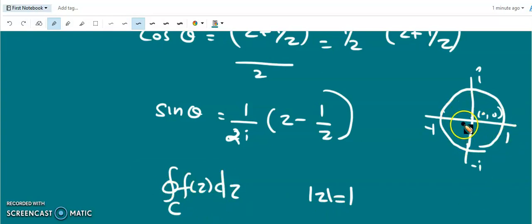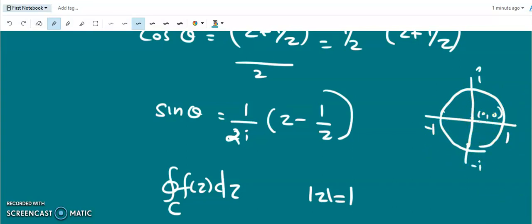Then we can find the singularities. Once we find the residues at the singularities, the closed integral f of z dz is equal to 2 pi i times the sum of residues of f of z at poles inside the contour C, where C is a circle of unit radius with center at origin.